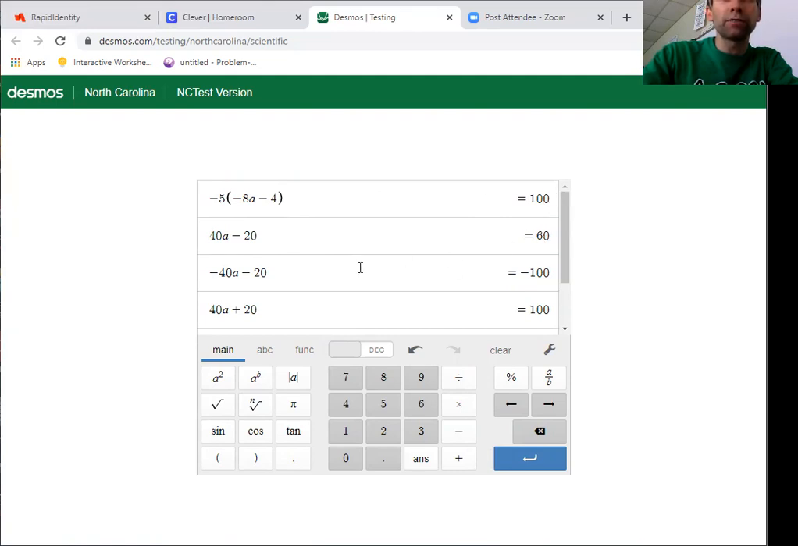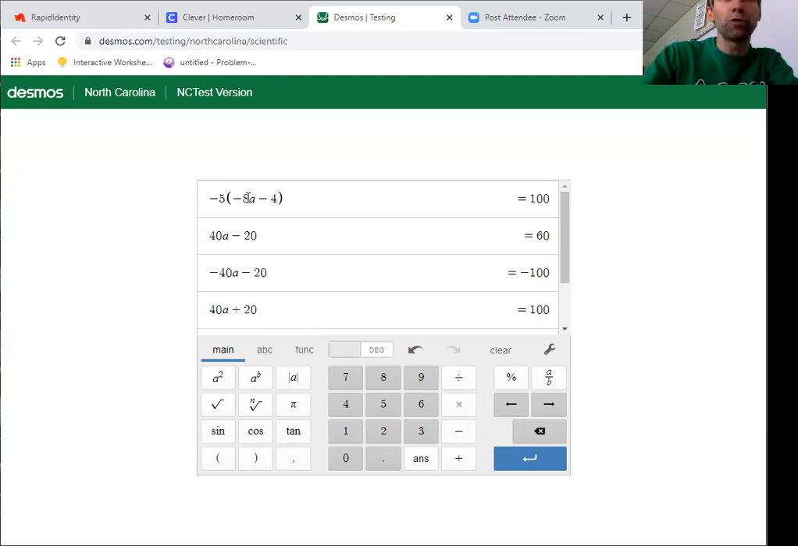So as I'm looking down, this answer is not 100, so I know it's out. This answer is not 100, so I know it's out. This answer is 100, so therefore I know this is my correct answer here. So when I do the distributive property here, I should be getting 40a plus 20 based on this information that I use in Desmos. So this is a way you can just go back in and put these types of problems into Desmos, and find out what your correct answer would be.